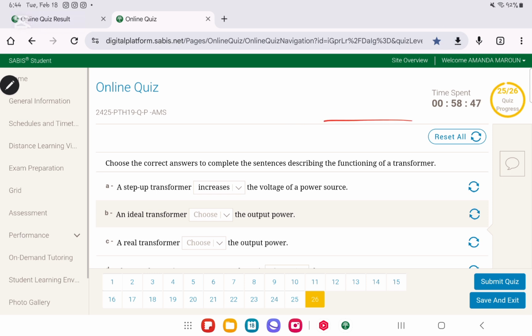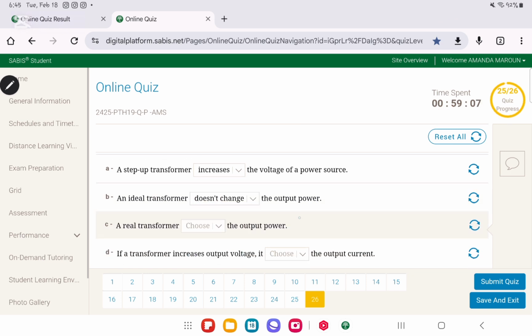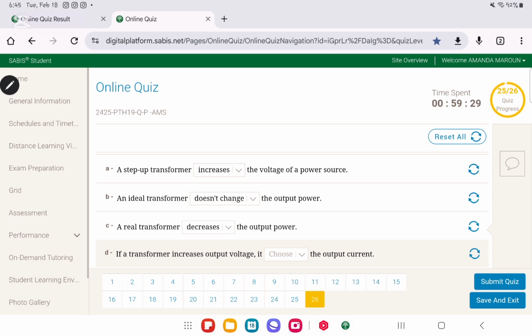An ideal transformer means what? It means power 2 over power 1 times 100 is equal to 100, and that means power 2 is equal to power 1. So that means an ideal transformer does not change the output power because power 2 is equal to power 1. Whereas a real-life transformer decreases the output power because you never have an ideal transformer. That means P2 is always less than P1, so the output power is always less than the input power. So it always decreases the output power because some of the energy is lost due to heat or is dissipated as heat.